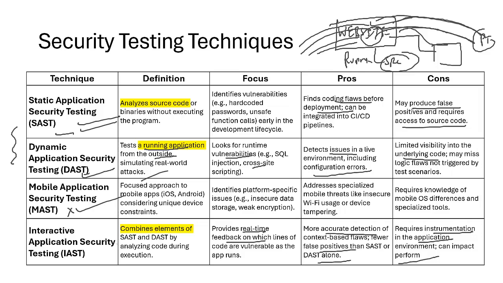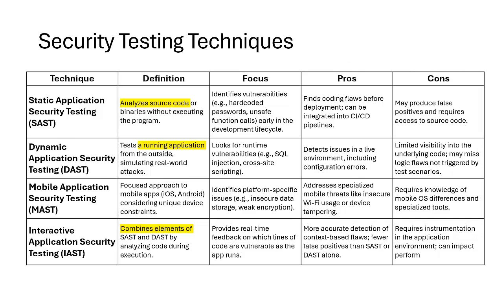So that is basically called an IAST. The combination is, for example, the company has given me a black box with zero information, so I can do only DAST. If the company gives me the source code, then the approach I'm using is SAST. A combination I can do in real time.